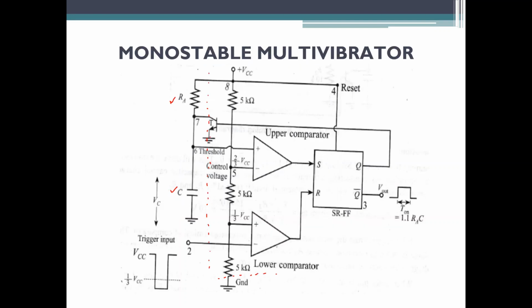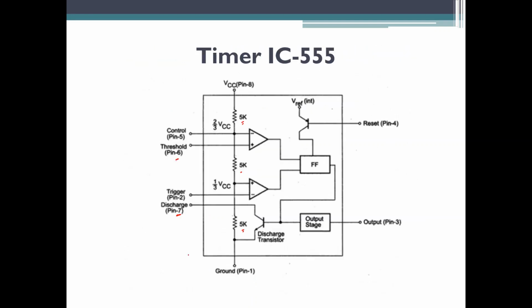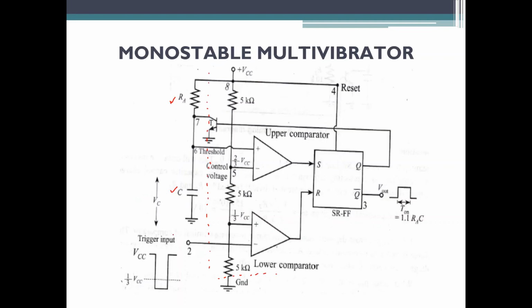Other than that, pin number 2 here is a trigger pin. Trigger pin is basically used to give the trigger input. To give some input, you use this particular pin. So you can see the trigger input which is connected to pin number 2. So this is your upper comparator and this is your lower comparator.